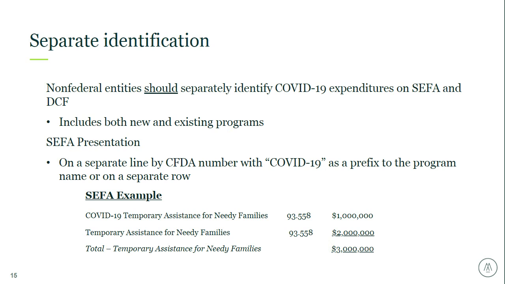This distinction will also flow through to the presentation on the data collection form, whereby the identification of COVID-19 funds will be shown in the additional award identification column on the form, and then also in the federal program name column, which then will tie directly back to your CIFA.